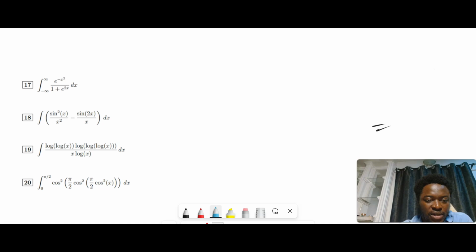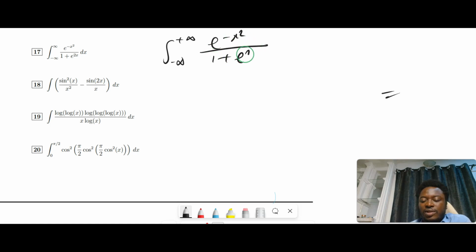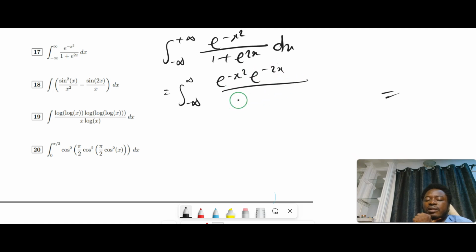So now let's move on. Now this one here, we already have done this, but I think this is the last one we are doing today. So you have the integral from negative infinity to plus infinity of e to the negative x squared over 1 plus e to the 2x dx. We have done it on this channel, but what we did here is to write this as the integral from negative infinity to plus infinity of e to the negative x squared, e to the negative 2x all divided by 1 plus e to the negative 2x dx.